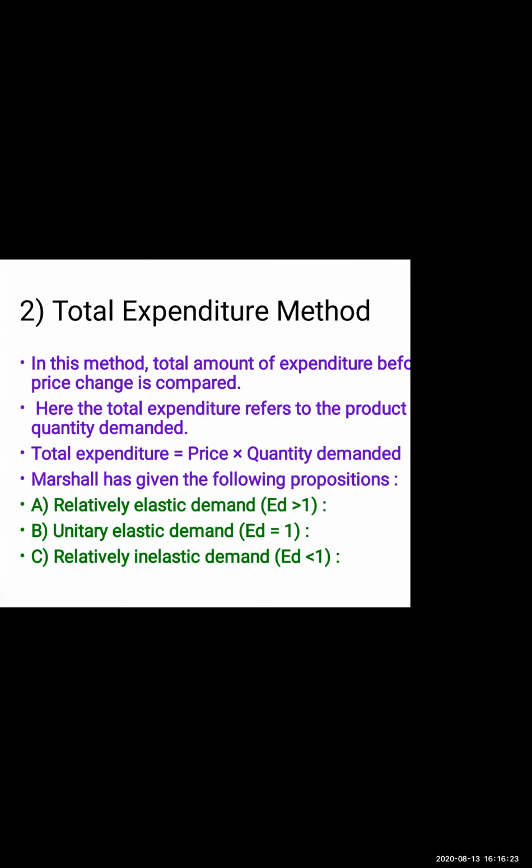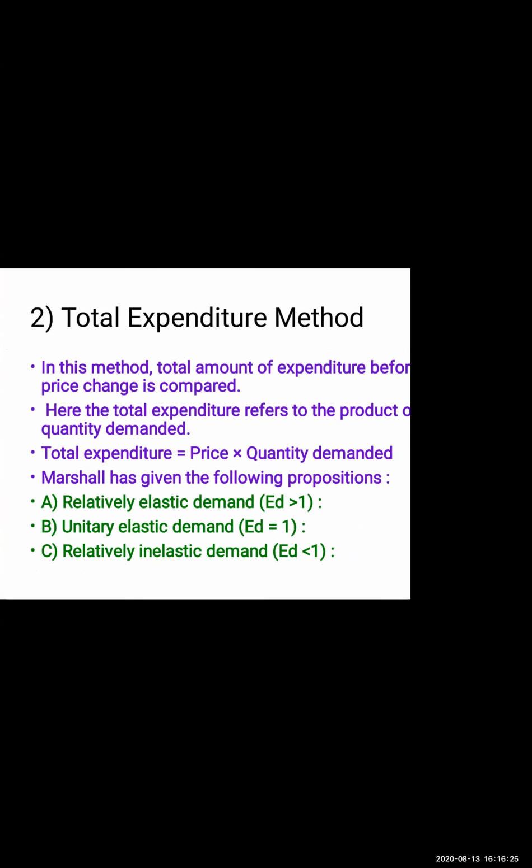Total expenditure is equal to price into quantity demanded. Alfred Marshall has given the following proportions. First, relatively elastic demand will be more than one. Unitary elastic demand is equal to one: exactly after multiplication and seeing the answer, we will get one. Okay, same, no difference between the previous method and now.